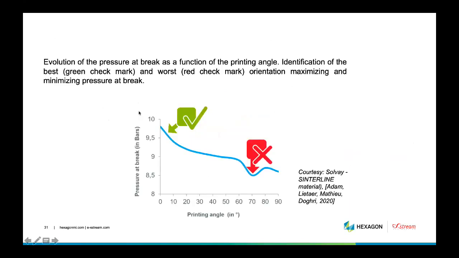This is the pressure at break in the part as a function of the printing angle, and we would like to maximize the pressure at break. We see that the maximum pressure is obtained for a printing angle around 0 degrees, while the performance decreases if you increase the printing angle. And that's what you get here, with the printing angle at 90 degrees.